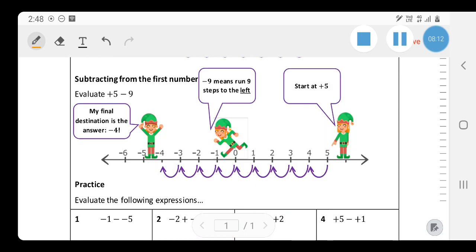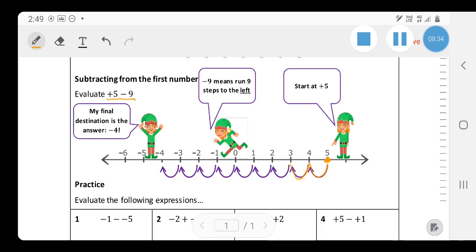All right. Here we have another example. +5 minus 9. The +5 tells us where to begin, and Marvin is pointing there. -9 means that Marvin has to run 9 steps to the left, because minus means go towards the left.